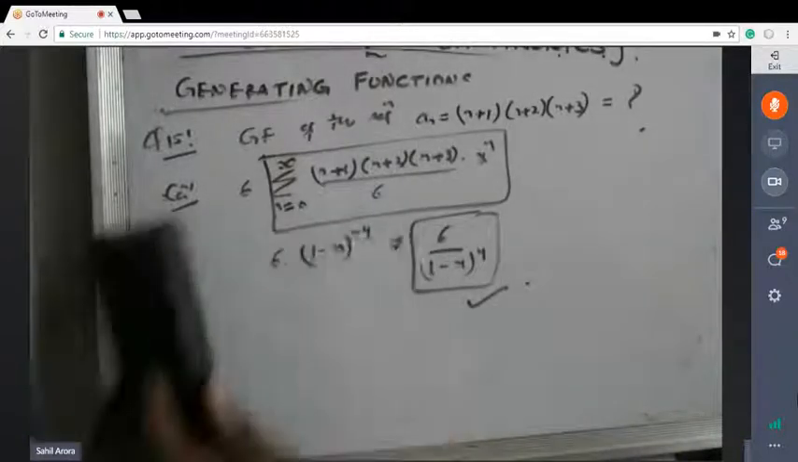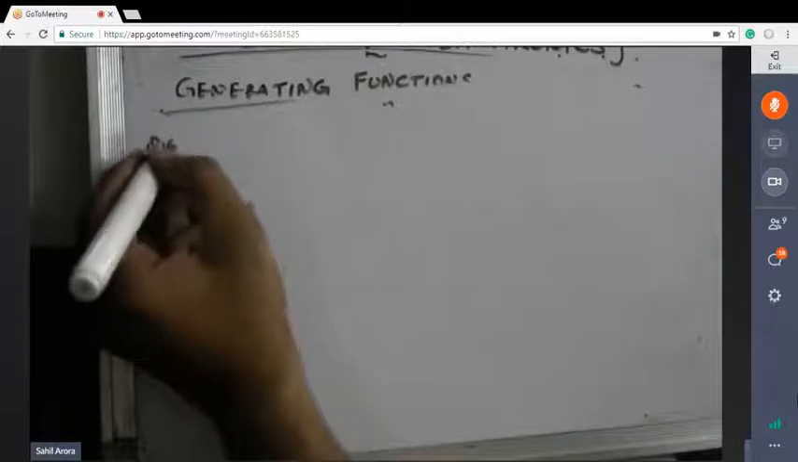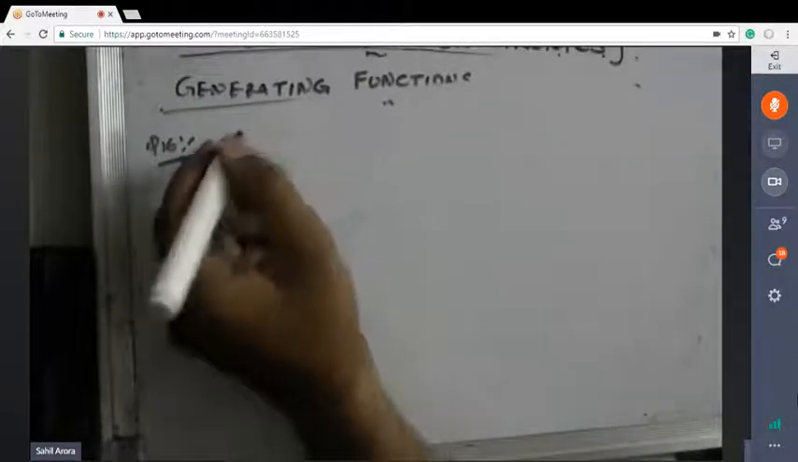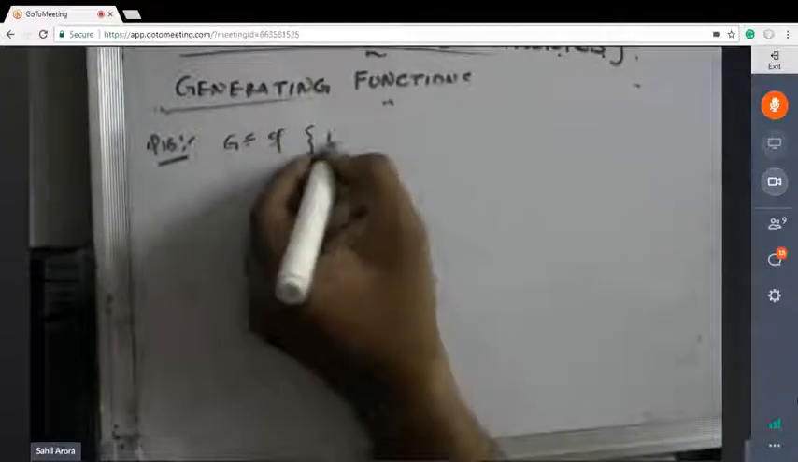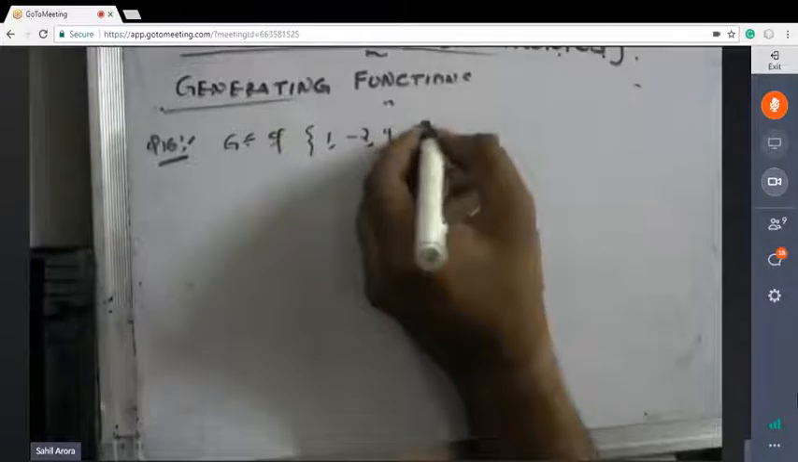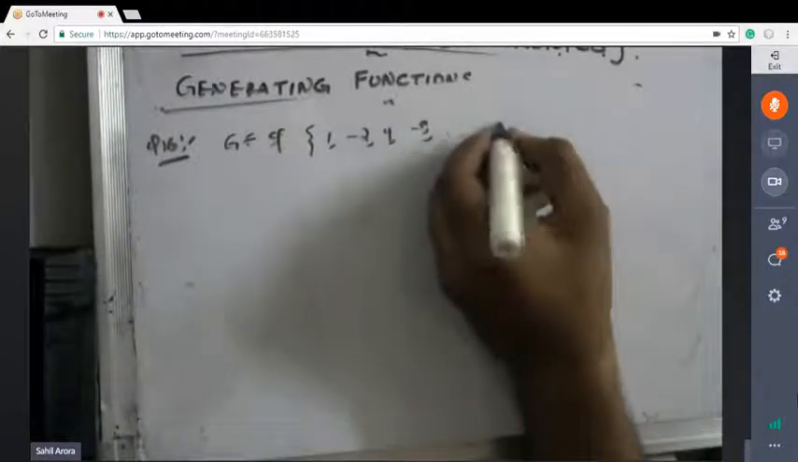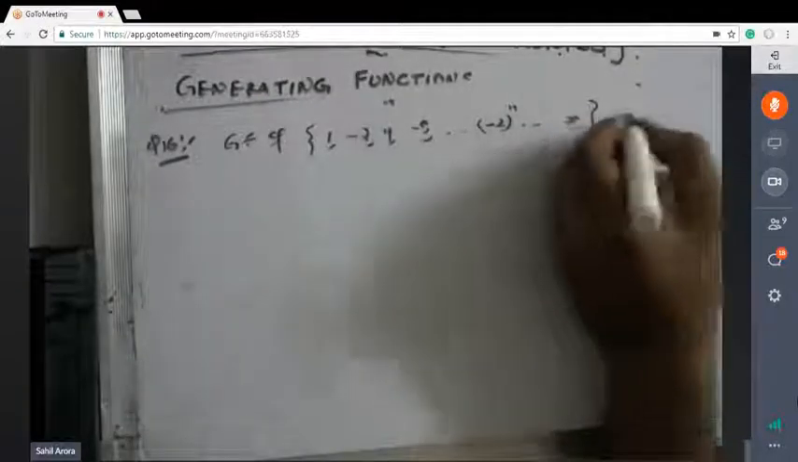Let's do the next question. Question number 16. It says the generating function of 1 minus 2, 4 minus 8, and so on up to minus 2 power n, and so on up to infinite, equals what?